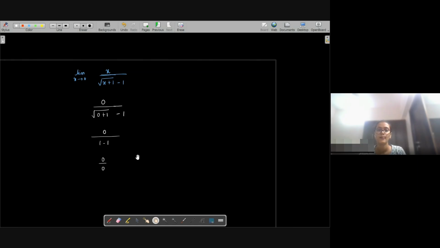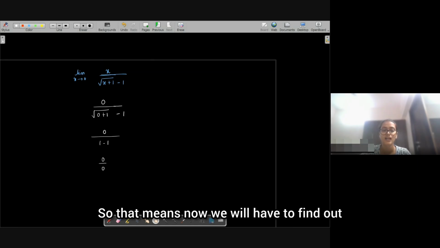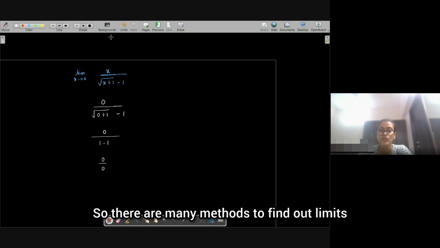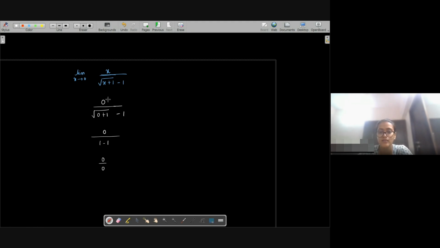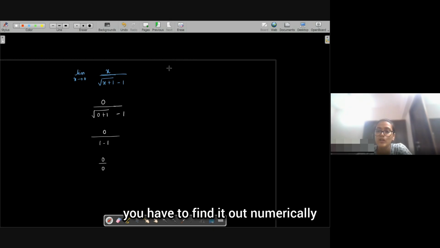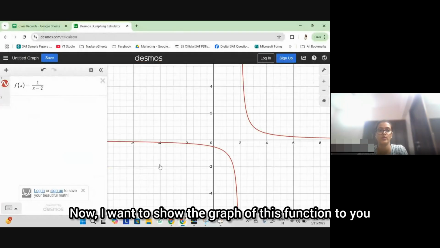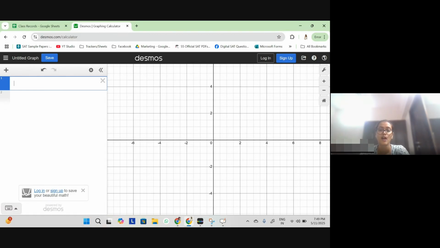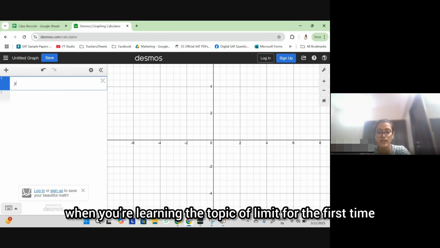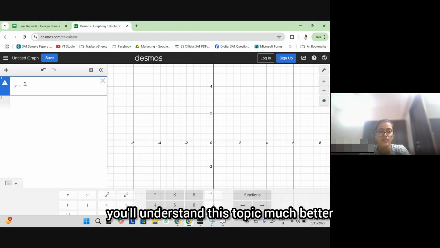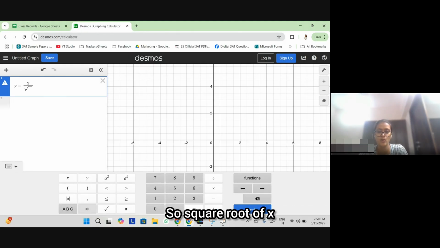Okay. So that means now we will have to find the limit using some methods. There are many methods to find limits. In this example, you have to find it numerically. Now, I want to show the graph of this function to you. You should always, when you're learning the topic of limits for the first time, see the graph of every function. You'll understand this topic much better. So square root of x plus 1.